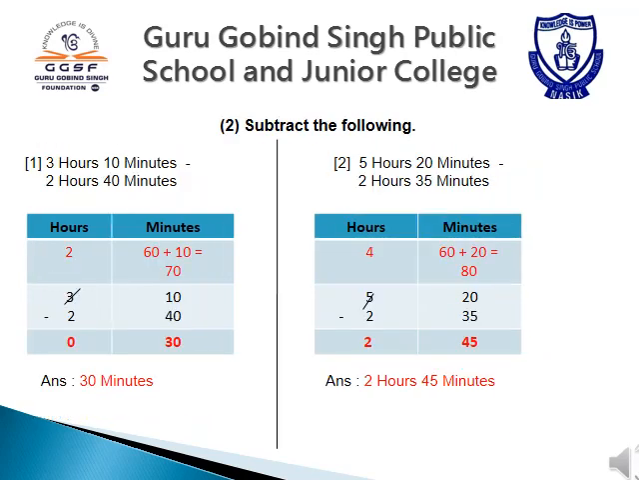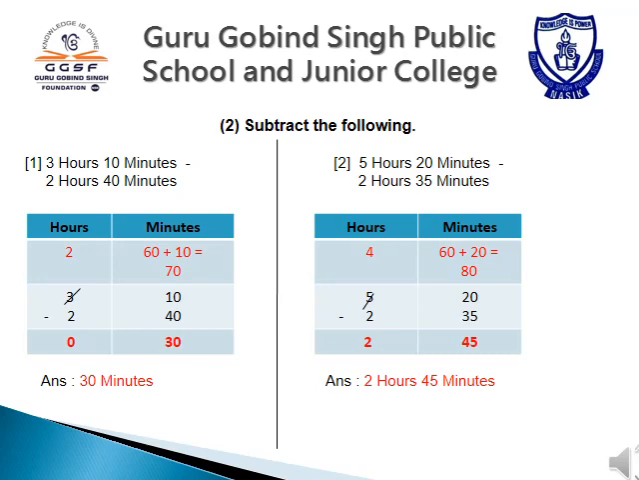Next, subtraction. 3 hours 10 minutes minus 2 hours 40 minutes. Here I have made the columns of hours and minutes and put the numbers in that. Now you can see that we cannot subtract that 40 minutes from this 10 minutes. So we have to borrow 1 from these 3 hours. When we borrow 1 means here it is 1 hour, and when this 1 hour we will write in minutes column, it will become 60 minutes.